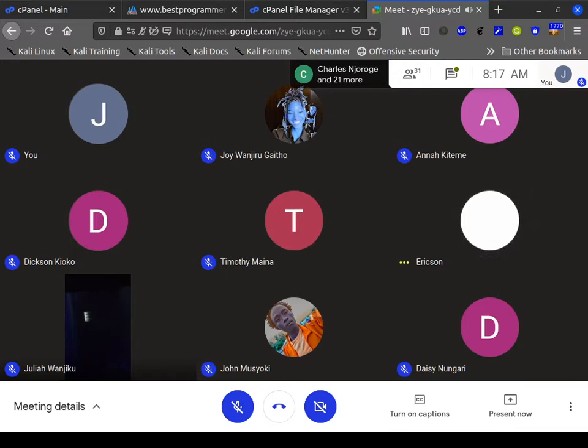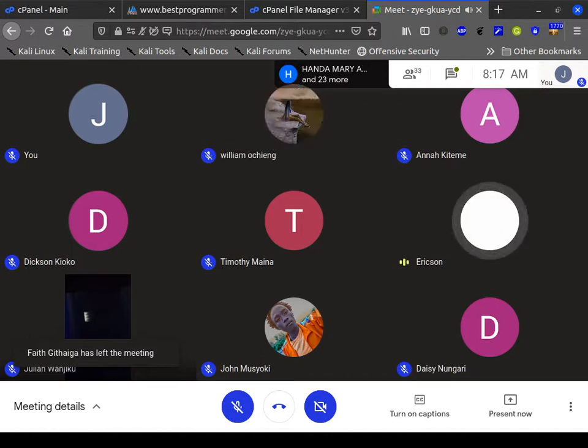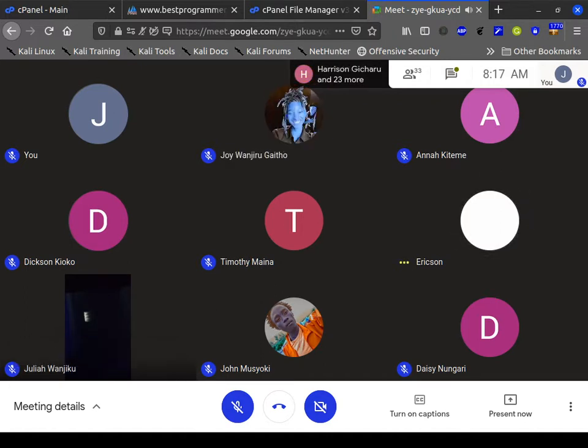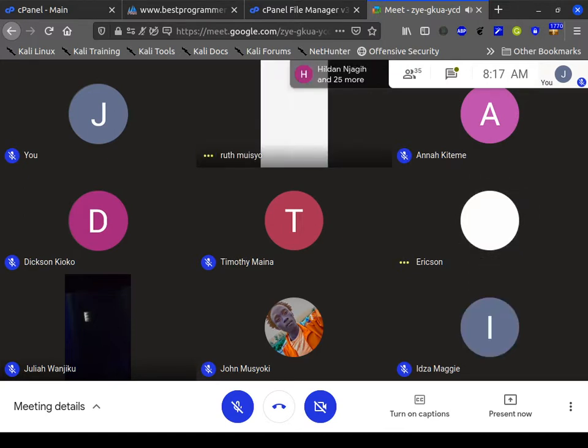So in form of a graph, when you're calculating the gradient, you'll have y1 minus y2, and you divide that by x1 minus x2. So that's how we'll be. So we can start with a graph.